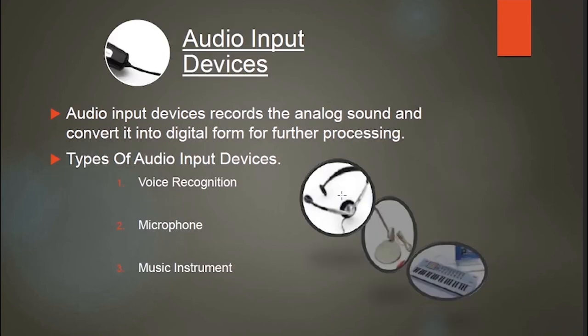And then we have audio input devices. Audio input devices record the analog sound and convert it into digital form for further processing. Types of audio input devices: we have voice recognition, microphone, and music instrument.